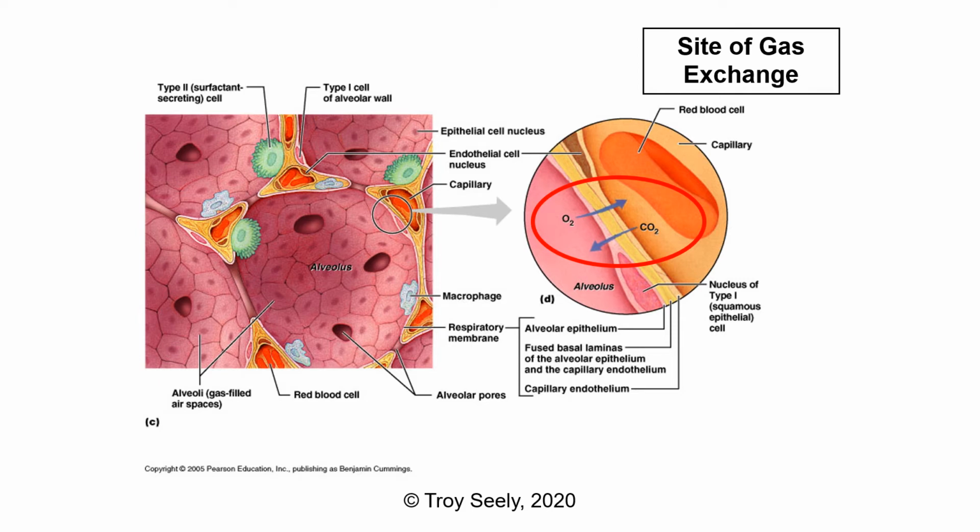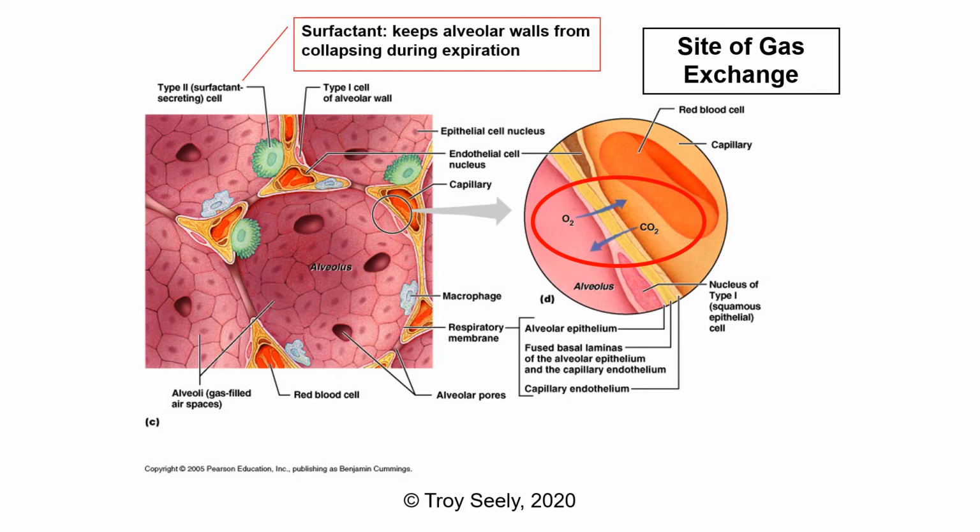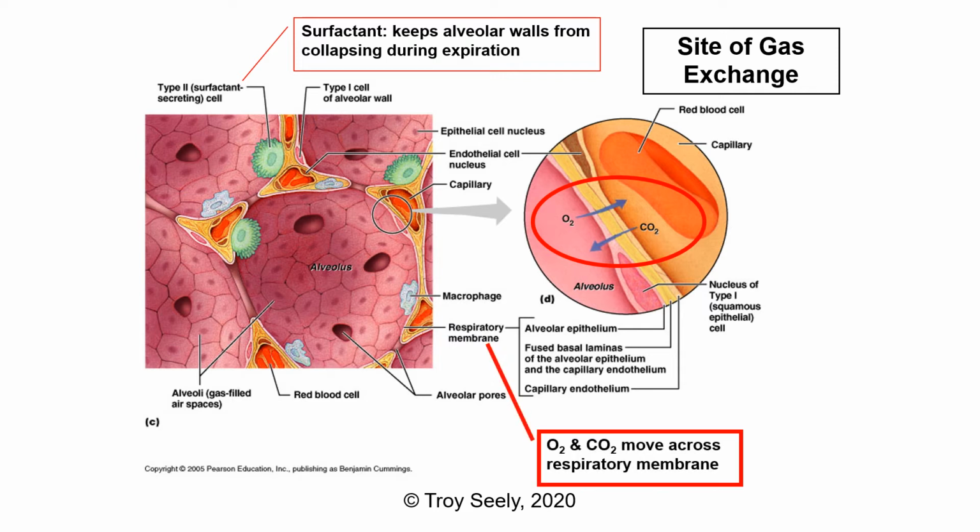Surfactant cells are involved in keeping the alveolar walls from collapsing during expiration. And again, if I'm highlighting some of these anatomical features, it's probably also in the sense that they could be compromised related to pathology. So, as we appreciate across this respiratory membrane, O2 and CO2 move across so as to allow for this important site of gas exchange to be functional.